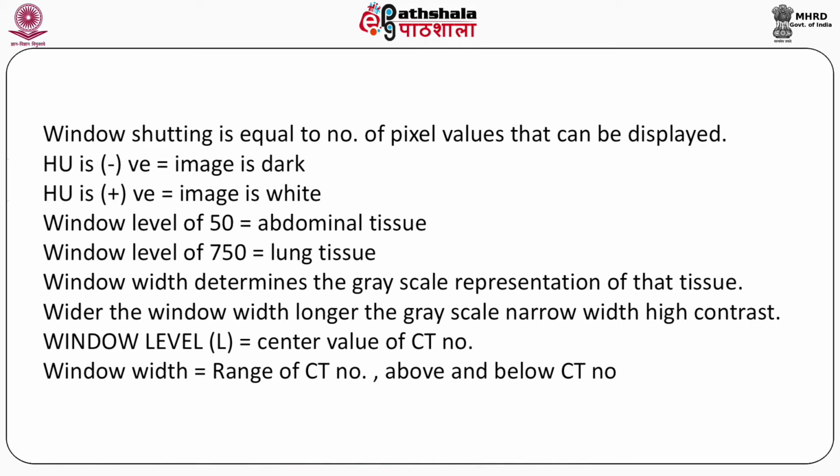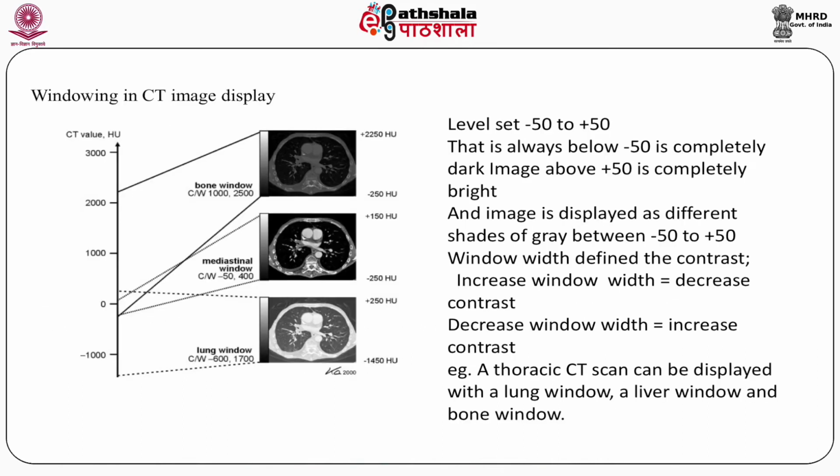Window level is the center of the Hounsfield units which we want to see. Window width is the range of CT numbers. Above and below this range, the CT number becomes saturated. For example, in this case the window is set between 0 and 255. So less than 0, everything becomes black, and above 255 everything becomes white.